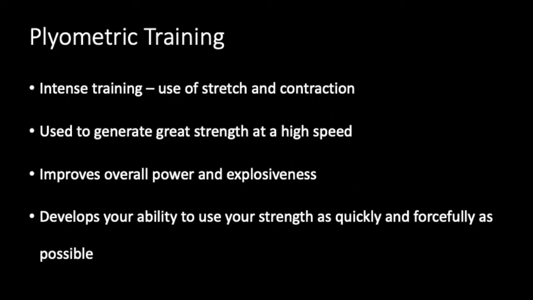Another way to increase your vertical jump is through a type of training called plyometrics. Plyometrics is a type of intense training that involves the use of a stretch and contraction sequence of muscle fibers to generate great strength at a high speed. Athletes use this training type to increase overall power and explosiveness. Plyometrics develops the ability to use strength as quickly and as forcefully as possible.